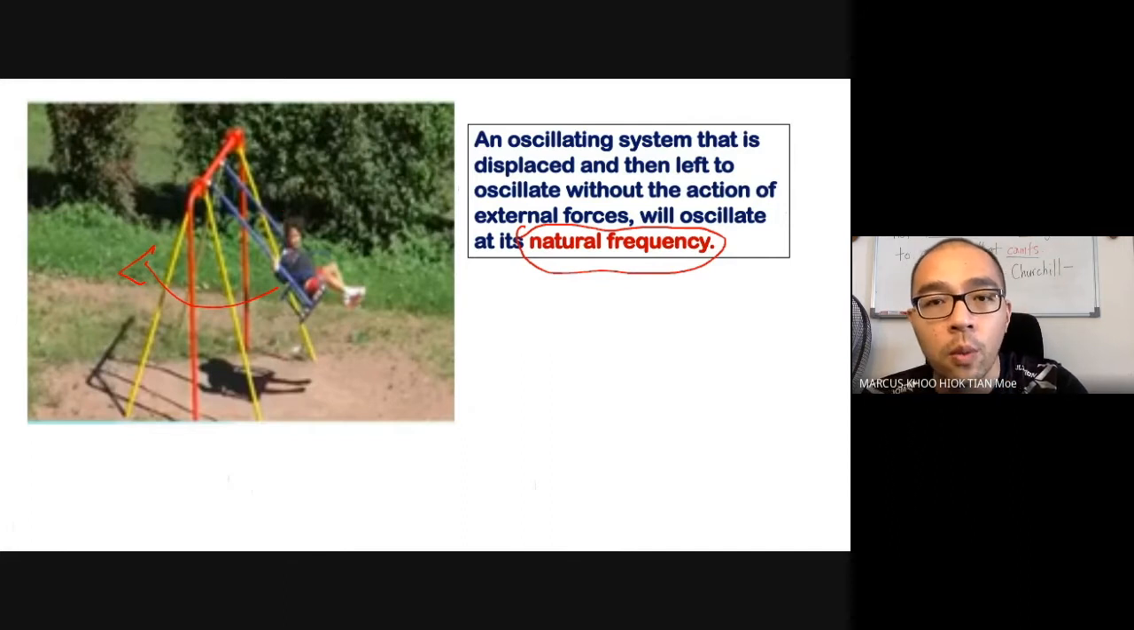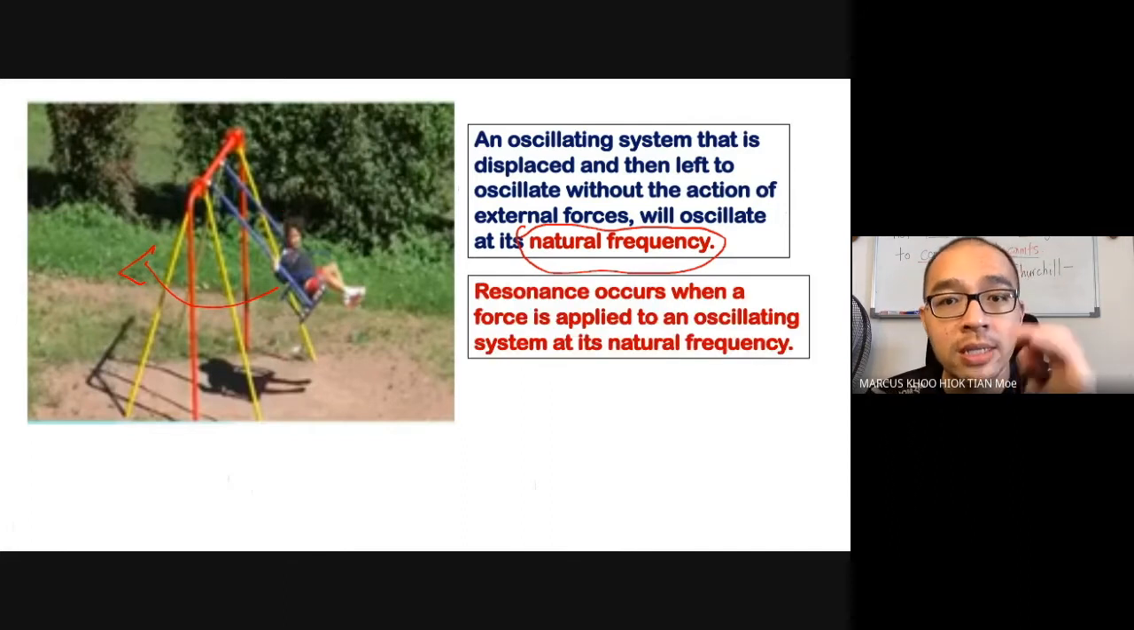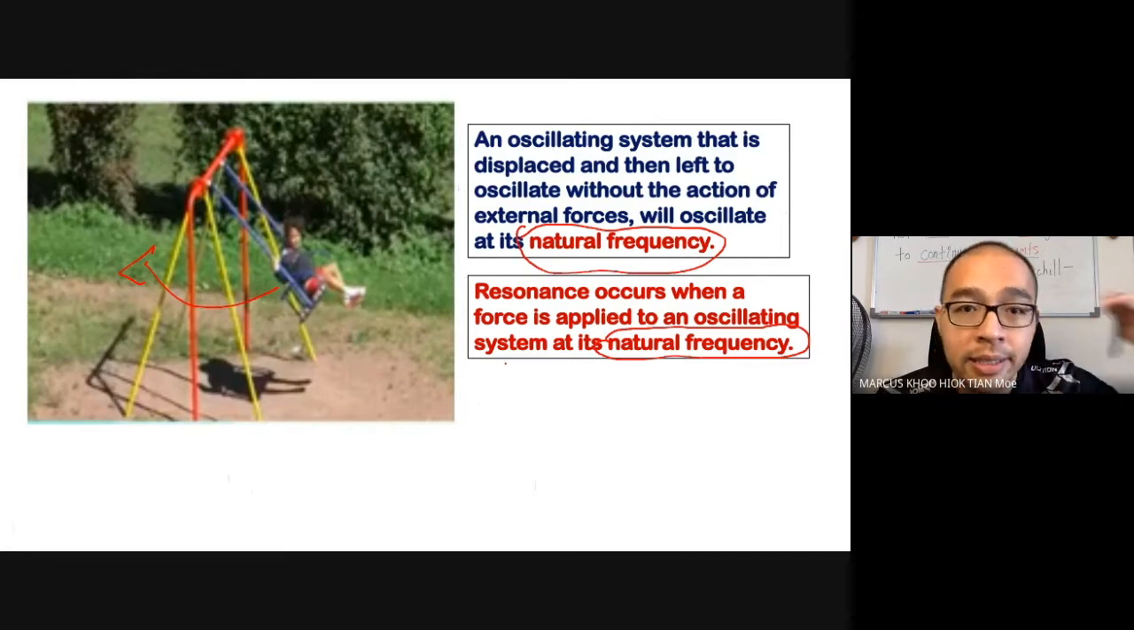So this causes resonance to happen. Resonance occurs when a force is applied to an oscillating system at its natural frequency. Different objects have different natural frequencies. So resonance is a situation where there is an external force being applied to an oscillating system, and it is forcing the oscillating system to oscillate at its natural frequency. Let me show you an example of what this looks like now.